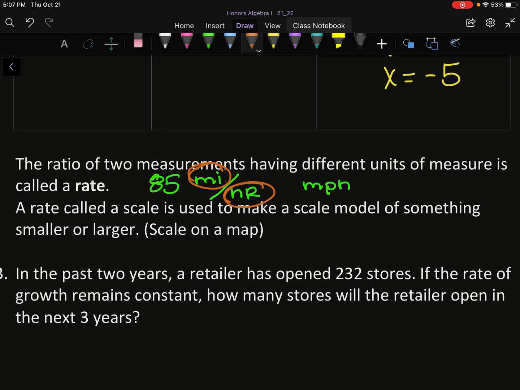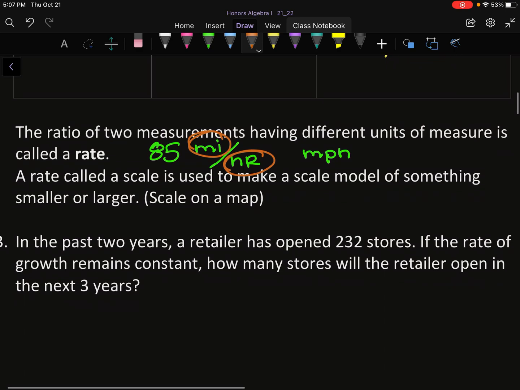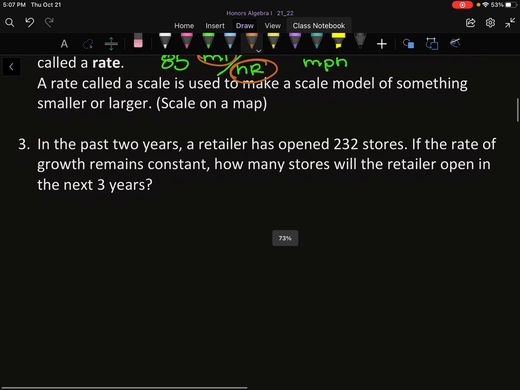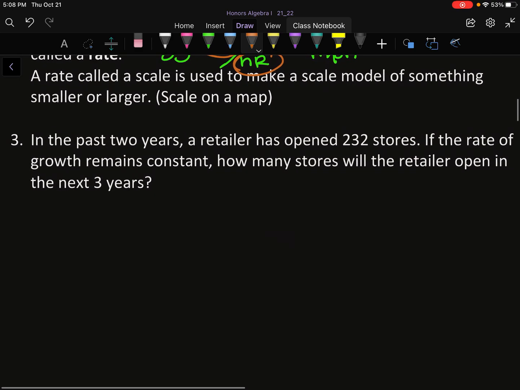A rate that is called a scale, it's to make a scale model, so something smaller to something larger, or vice versa. Typically, it's a scale on a map. So let's do some word problems using a proportion.